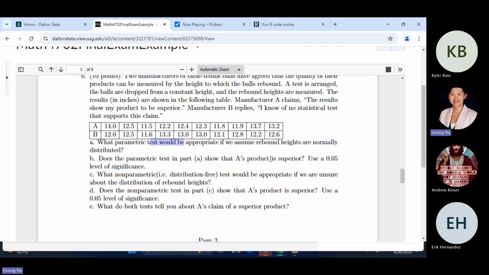Does the parametric test show there are two superiors? You're going to run a test for mean A bigger than mean B. We're going to test if that's true. And then C asks, what if you want to do a non-parametric test?